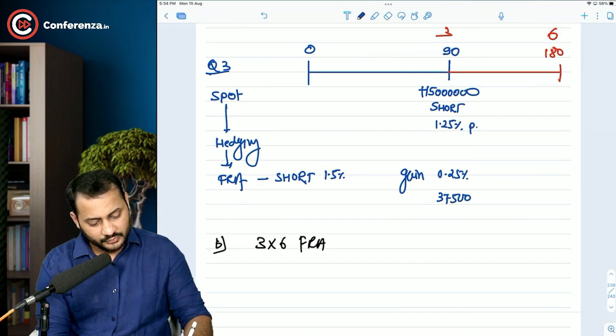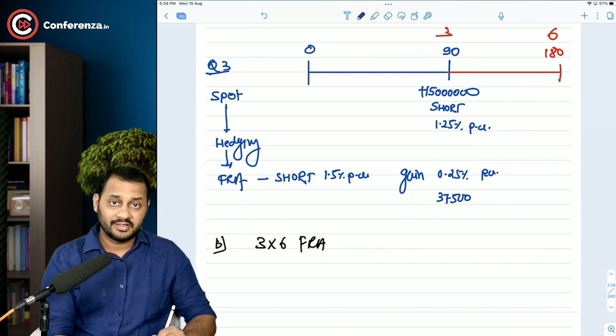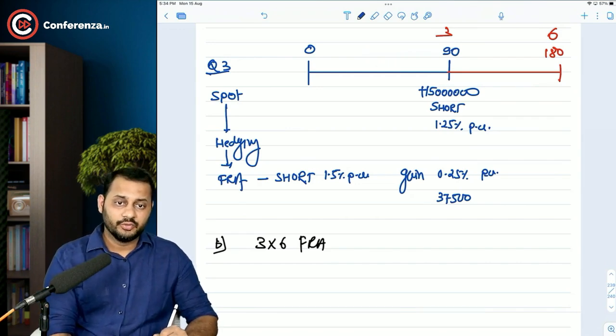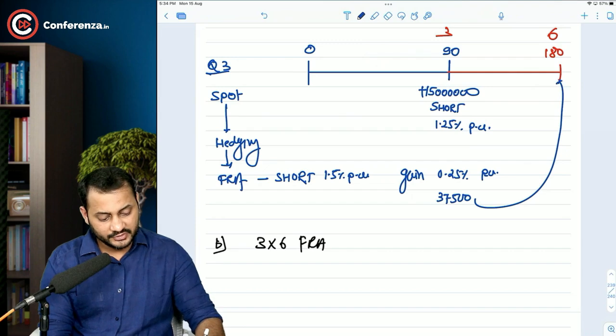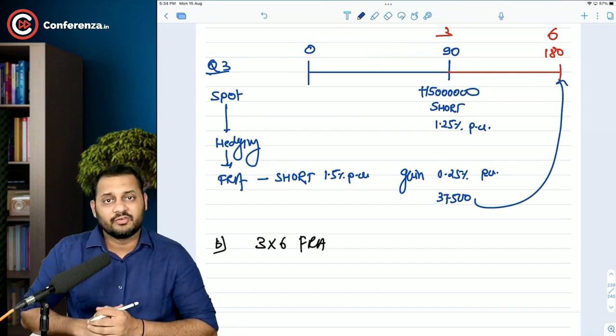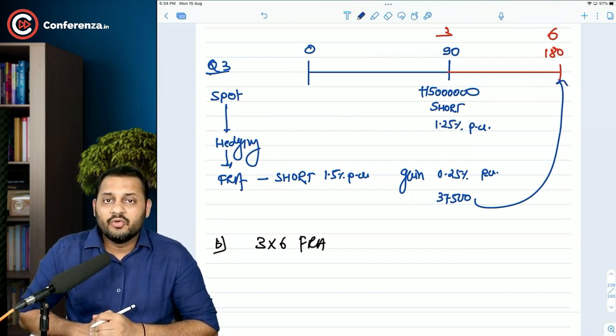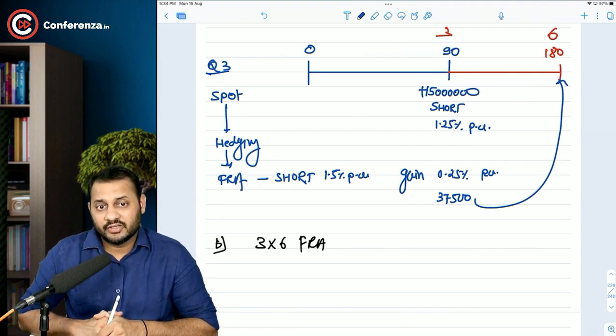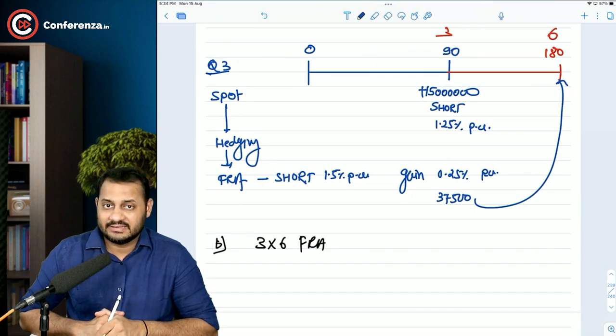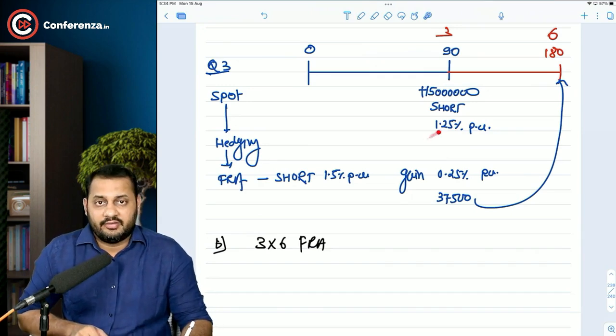But don't you think this was a per annum rate and this was also a per annum rate? So the gain was also per annum, right, sir? Then what we should do, this 37,500 is the cash flow after 90 days from this date. So we should discount these cash flows. We should discount the 37,500 by 90 days at the spot rate, reference rate.